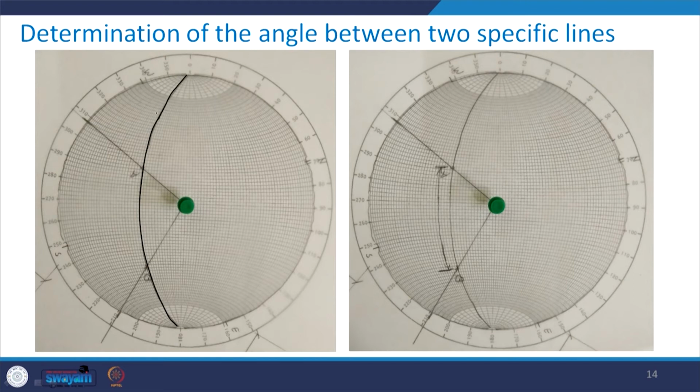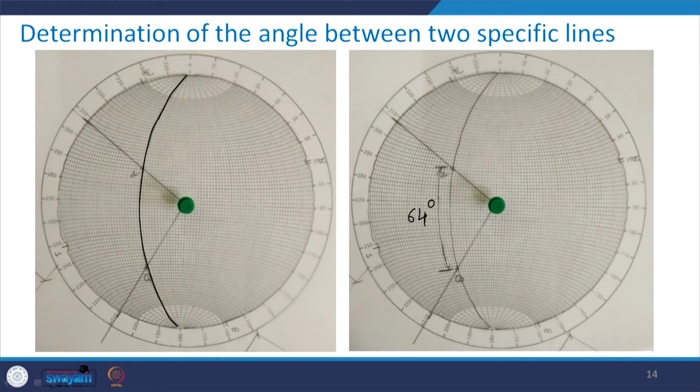Now once I do that, I count the number of the intervals along this great circle between these 2 points A and B, and if you just count, there will be 32 intervals. Now each interval is representing 2 degree. So we need to multiply that by 2. So 32 multiplied by 2 is 64 degree. So this comes out to be 64 degree.